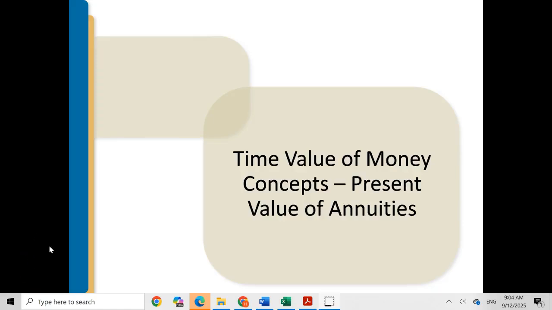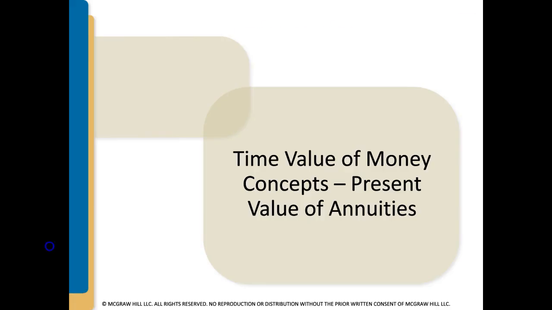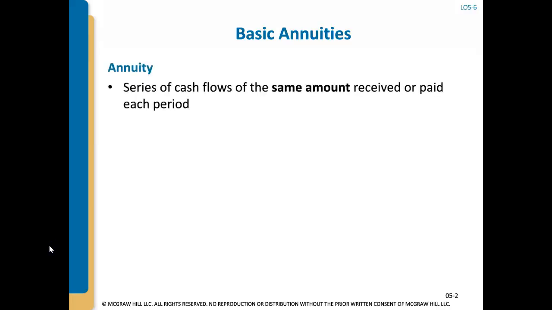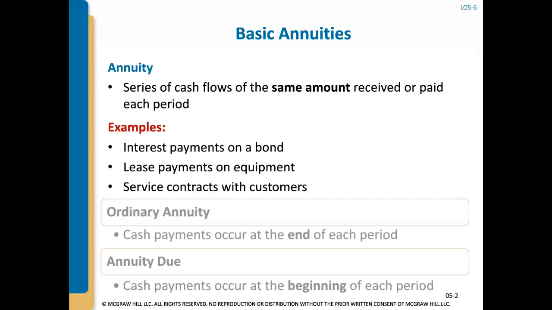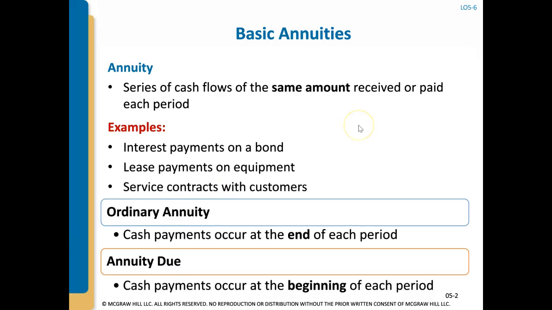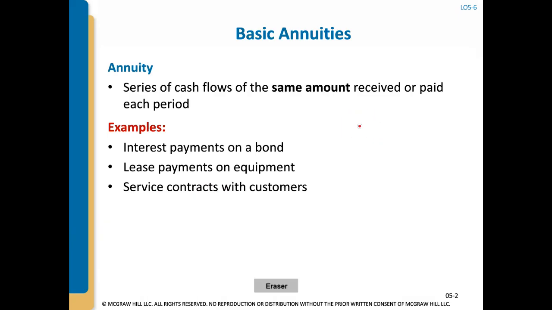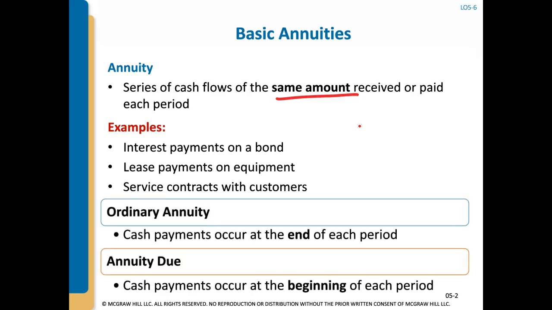Hello. In this video, we're going to go over the time value of money concept, specifically the present value of different kinds of annuities. First, let's just really quickly recap what an annuity is. An annuity is a series of cash flows of the same amount received or paid each period. That's the key feature: it is the same amount, in installment amounts. We went over this slide in the previous video where we discussed the future value of annuities.